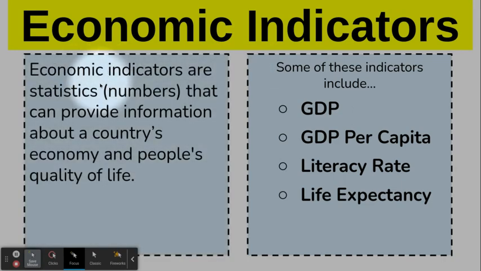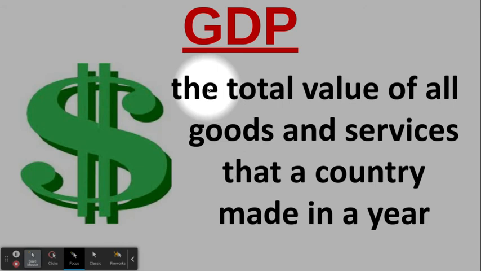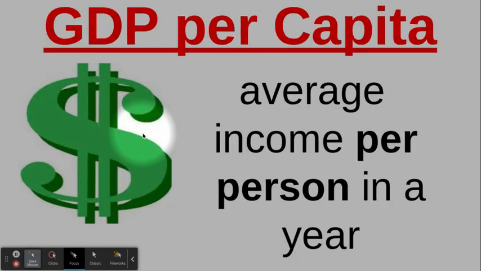Economic indicators are numbers that we can use to provide information about a country's economy and people's quality of life. Some of these indicators include GDP, GDP per capita, literacy rate, and life expectancy. GDP stands for the total value of all goods and services that a country made in a year. It is measured in dollars.